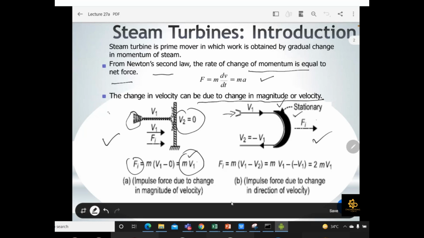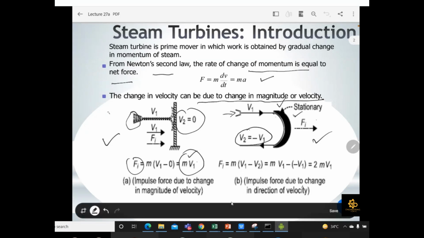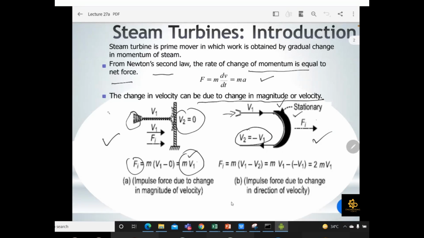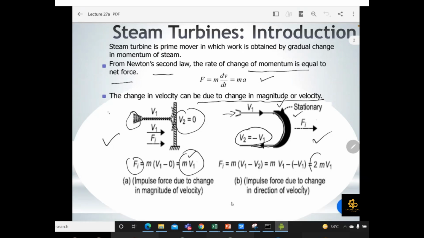In this case, your V2 is basically minus V1, because I can assume that the surface of this curved body is frictionless. So the velocity coming out of it is equal to minus V1. Okay, so in this case, your impulse force becomes 2mV1.